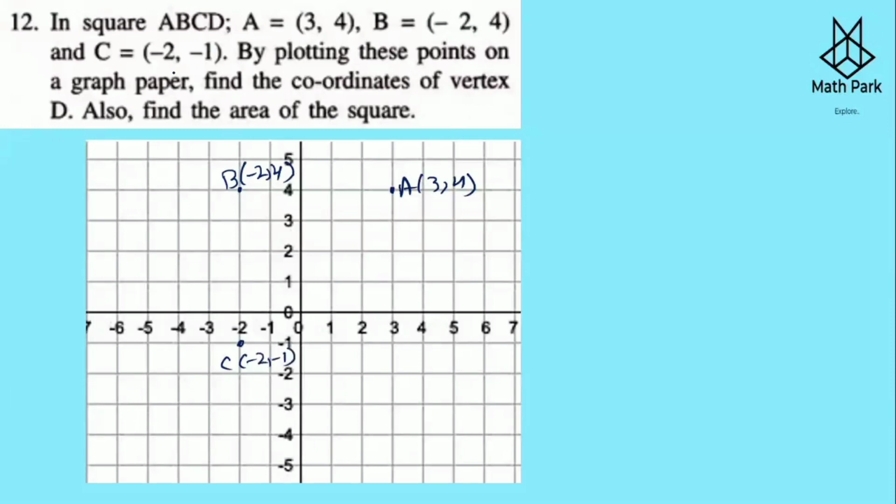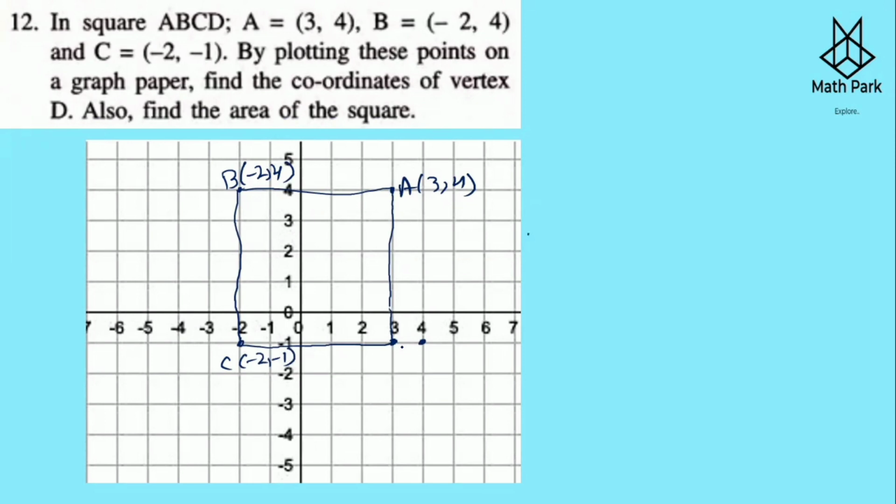And they are asking us to find the fourth vertex. Since it is a square, the fourth vertex is going to be this. So this is your square ABCD. This is the fourth vertex. And then you are asked to find the area of the square. Now, the area of a square is side squared. This is 2 plus 3, 5 units. This is 4 plus 1, 5 units. If you count the number of squares, they are going to be 25.